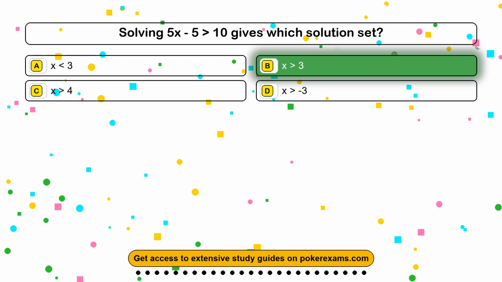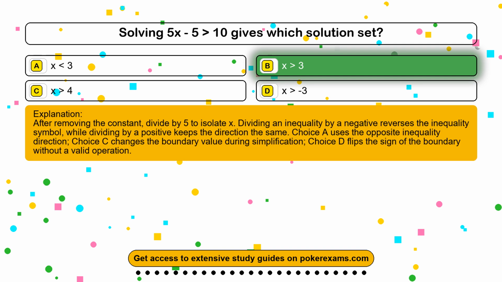The correct answer is option B, x < 3. After removing the constant, divide by 5 to isolate x. Dividing an inequality by a negative reverses the inequality symbol, while dividing by a positive keeps the direction the same.